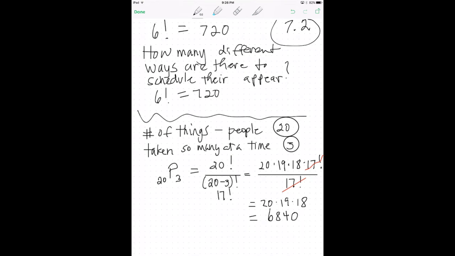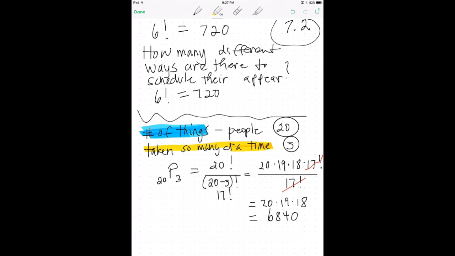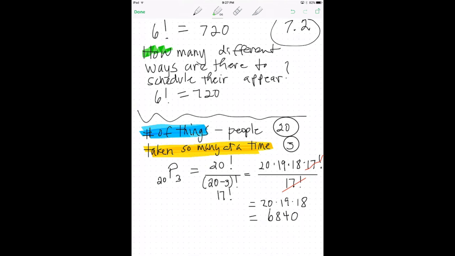So what do you need to remember on when to just use the factorial and when to use the formula? You use the formula when you have a number of things taken so many at a time. On this one, it's really just a straight up count. You're just counting how many different ways, so you don't have to worry about taking so many at a time.